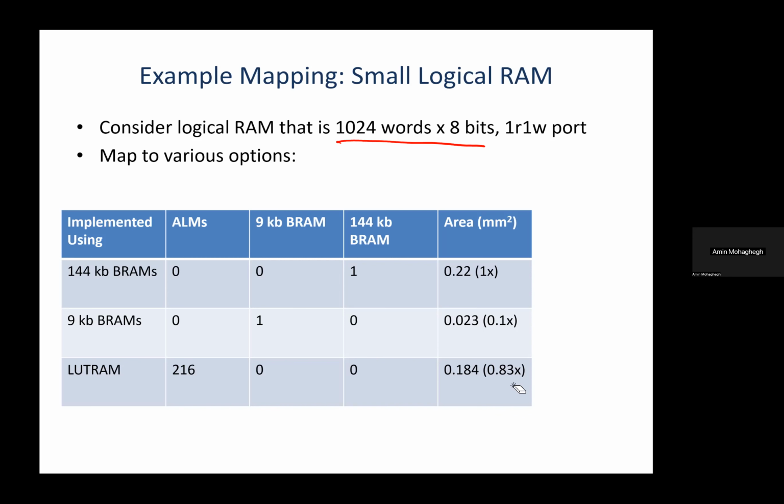The other thing you're trying to do is there's a fixed ratio of how much of each thing you have on the chip. So if you've used up all the big RAMs, even if it's not the best solution to map this next logical RAM to the medium ones or the LUT RAM, if you've got a lot of that left on the chip and no big RAMs, it's still better.